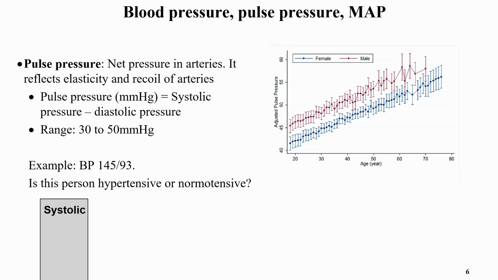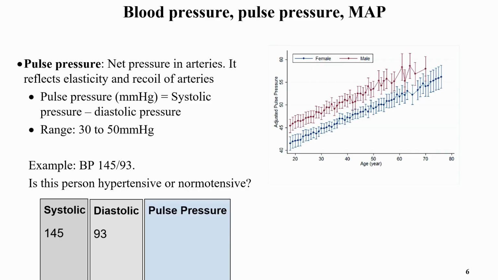Second here, you have this example, someone's blood pressure, 145/93. First of all, is this person hypertensive? Yes, it exceeds 120/80, so the person certainly is hypertensive. Systolic pressure will be 145, the larger number. Diastolic is 93. The pulse pressure would be 145 minus 93, which gives you 52.